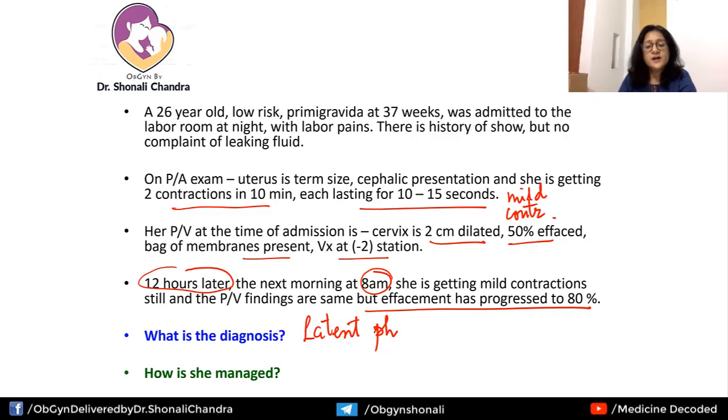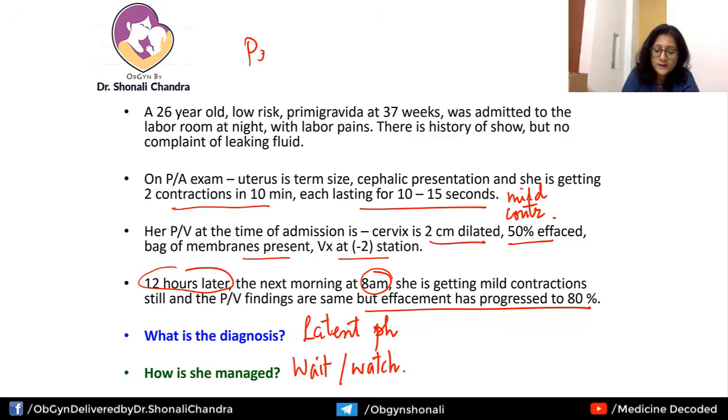How is she managed? As long as she remains in the latent phase, we have to go for a wait and watch policy. Basically, we let her progress on her own. Do not do unnecessary intervention. Intervention is done only if the latent phase is prolonged.